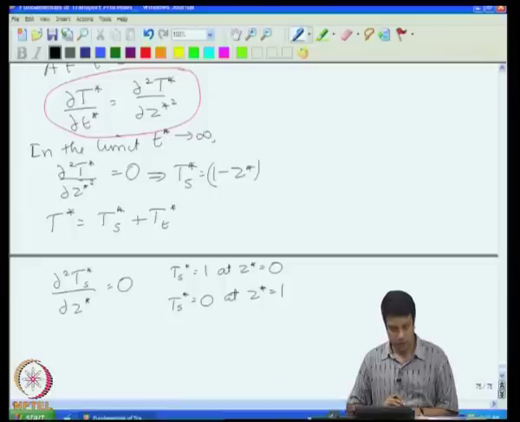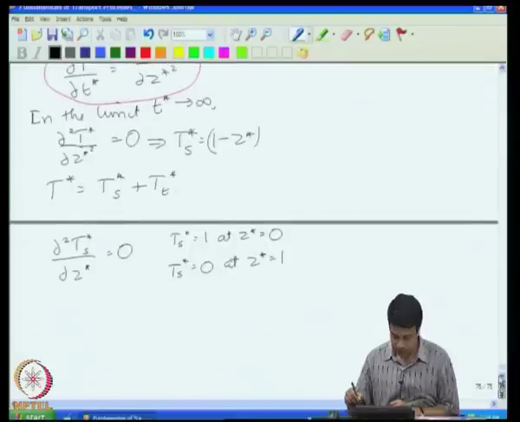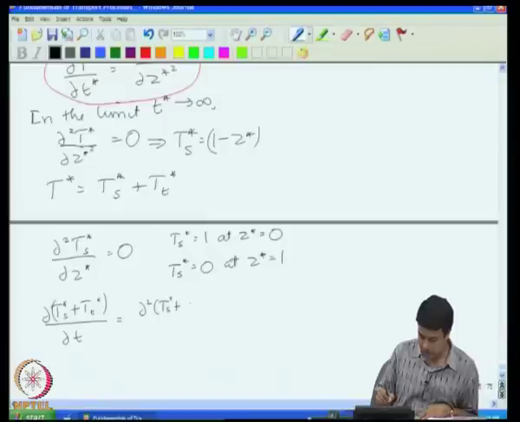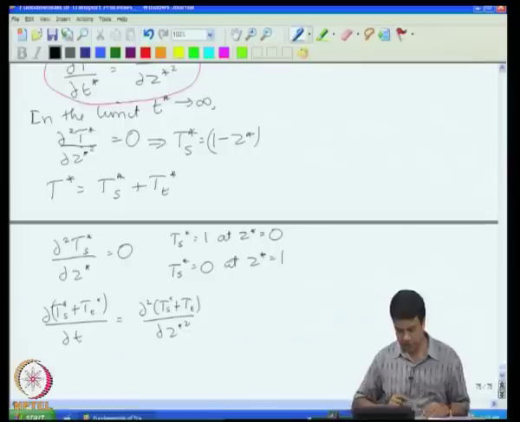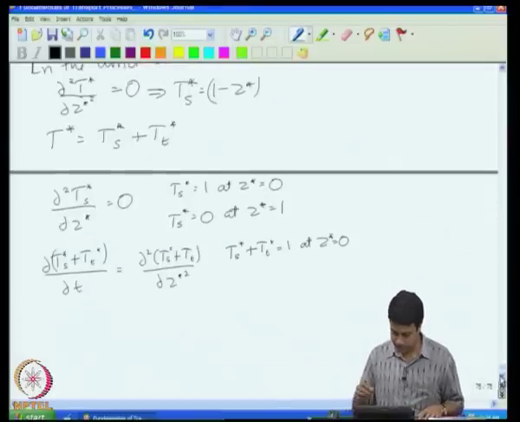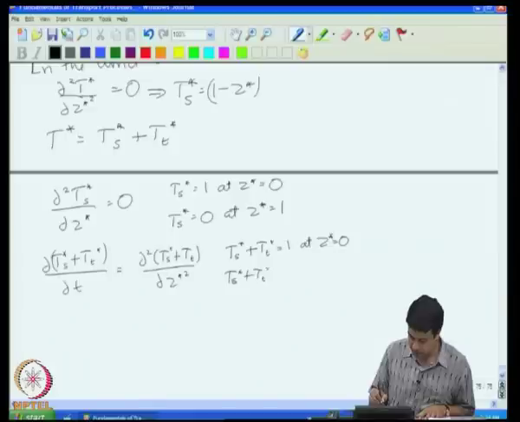The total temperature field, t star, is equal to t steady plus t transient, and satisfies the equation d of t steady plus t transient by d t is equal to d square of t steady plus t transient by d z square. These equations are linear in the temperature. The total temperature field has boundary conditions t steady plus t transient is equal to 1 at z is equal to 0, and t steady plus t transient is equal to 0 at z is equal to 1.